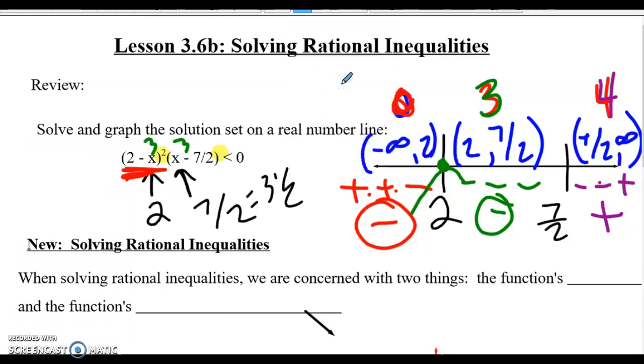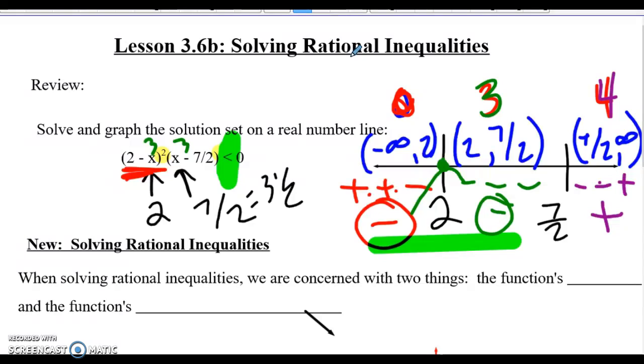Now I have to go back and think, what was my original inequality? I've got to find when it is less than 0. Well, when does that happen? It happens from here to here. So my solution, therefore, what do you think?